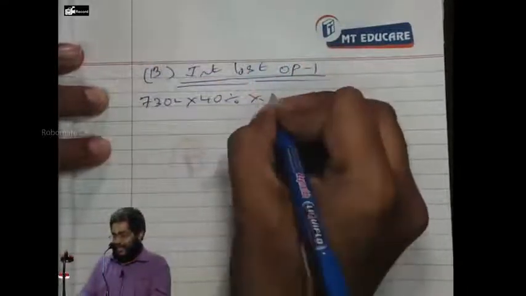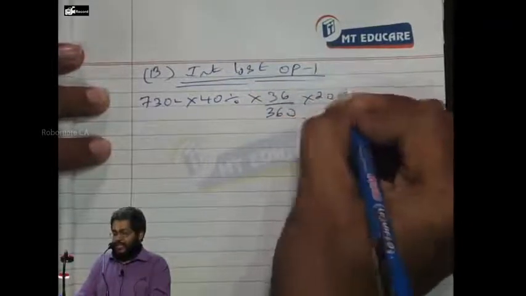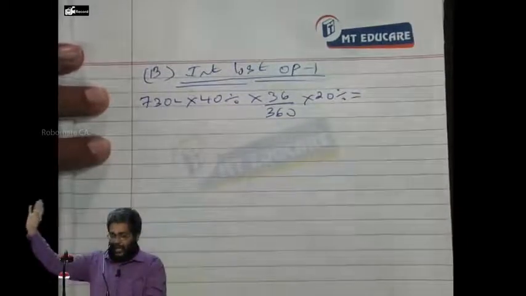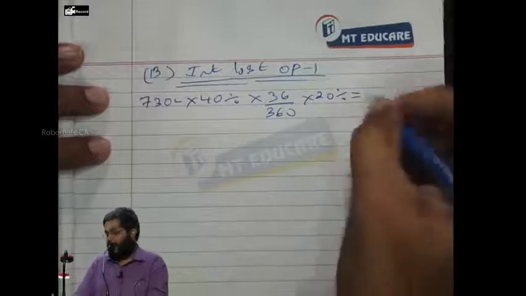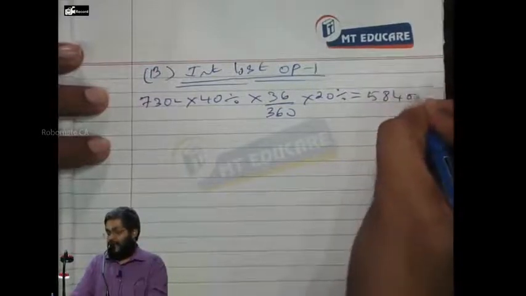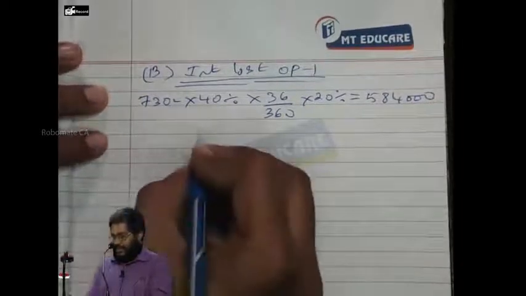Now, into 36 divided by 360, into how much percent interest loss? 20%. Tell me the number. 730 lakhs into 40% into 36 by 360 into 20%. The number is 5,84,000. Can I proceed? Next.